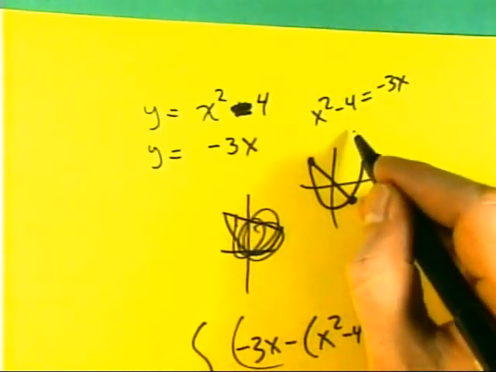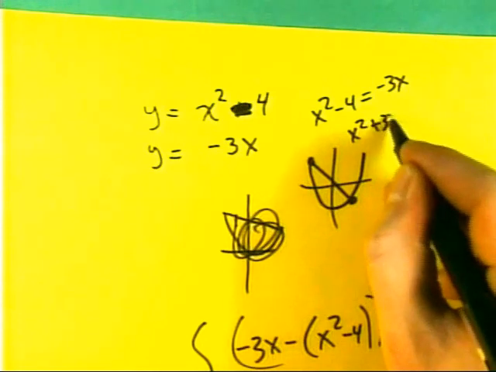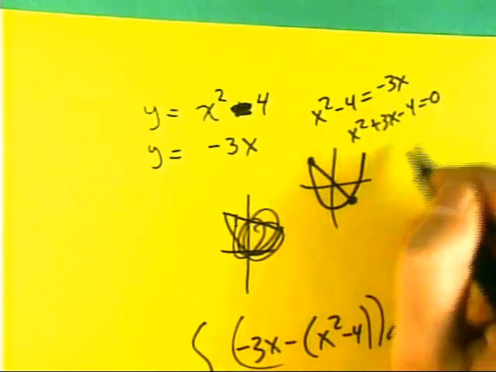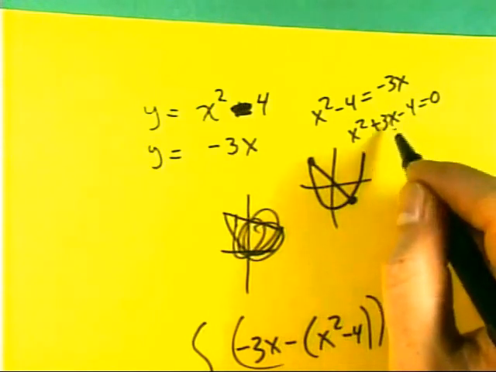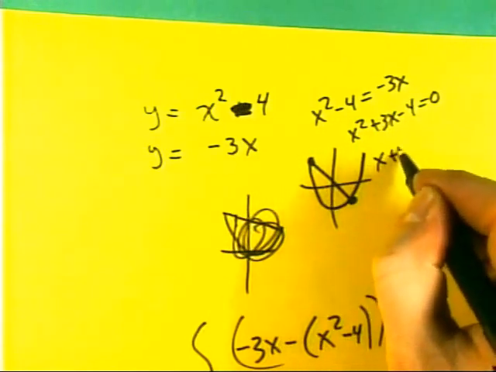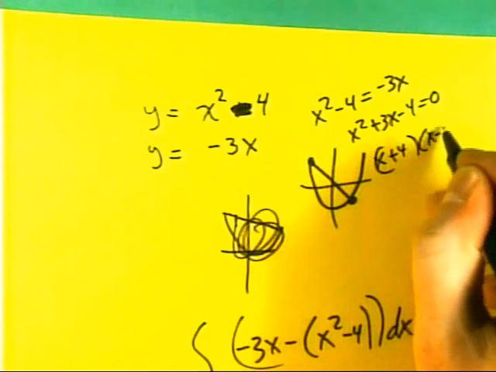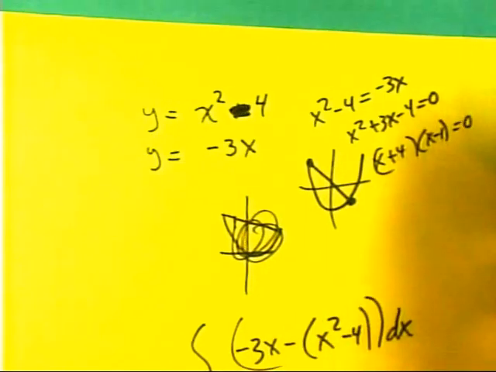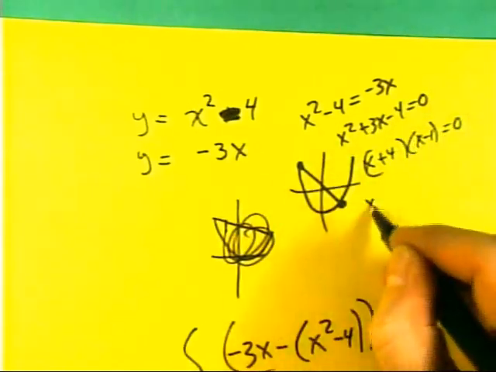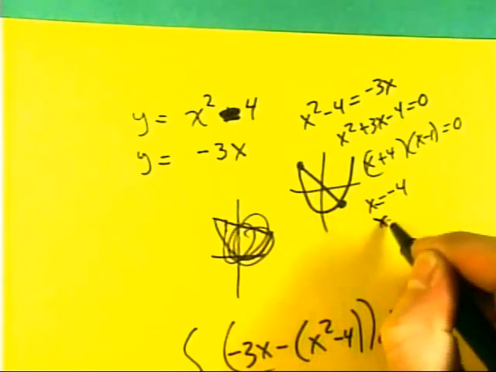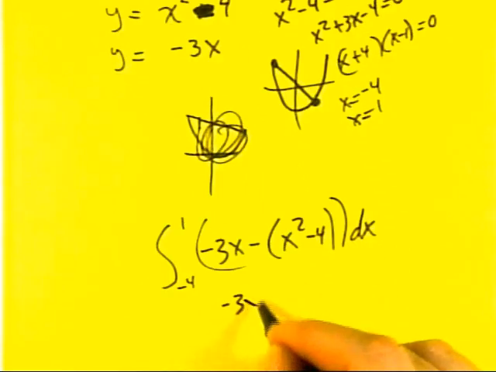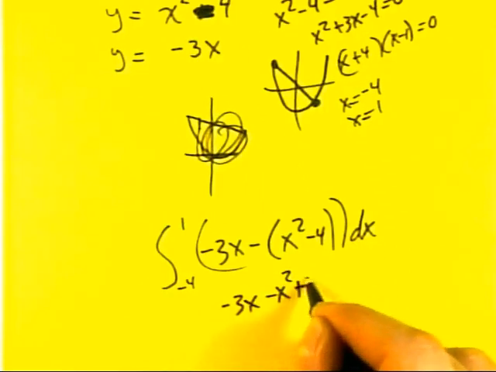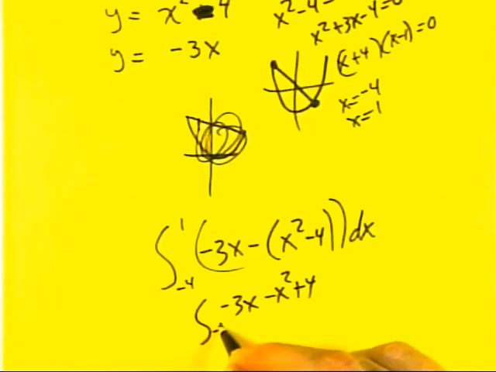Good, Candace. And that's x squared plus 3x minus 4 is equal to 0. And then what do you do from there? Factor. You have x plus 4 and x minus 1 equal to 0. And then from there, x is equal to negative 4 and x is equal to 1. Then you can simplify this to negative 3x minus x squared plus 4, and then you could integrate from there.